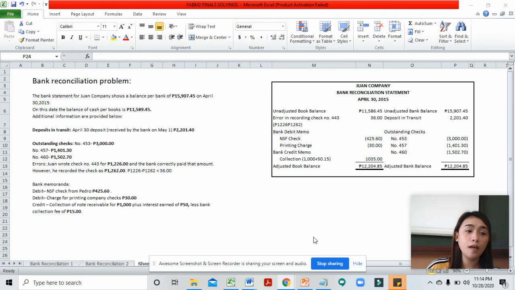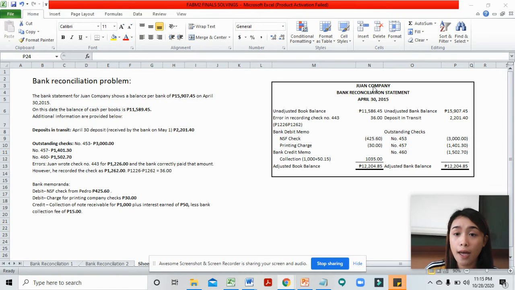I'm going to discuss the bank reconciliation problem. I'm going to let you prepare a bank reconciliation statement. So we have here a problem. The bank statement for one company shows a balance per bank of 15,907 pesos and 45 cents on April 30, 2015. On this date, the balance of cash per book is 11,589 pesos and 45 cents. Additional information is provided below.